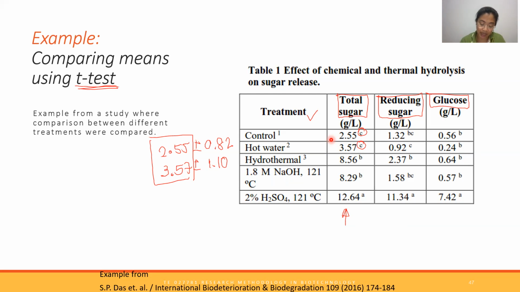But you can say that hydrothermal has different letters and you have higher values here as well. Hydrothermal will give you a higher total sugar. This is proven statistically. Likewise, 8.56 and 8.29 are not statistically different. The 12.64 is statistically different. That is how you compare means using the t-test.